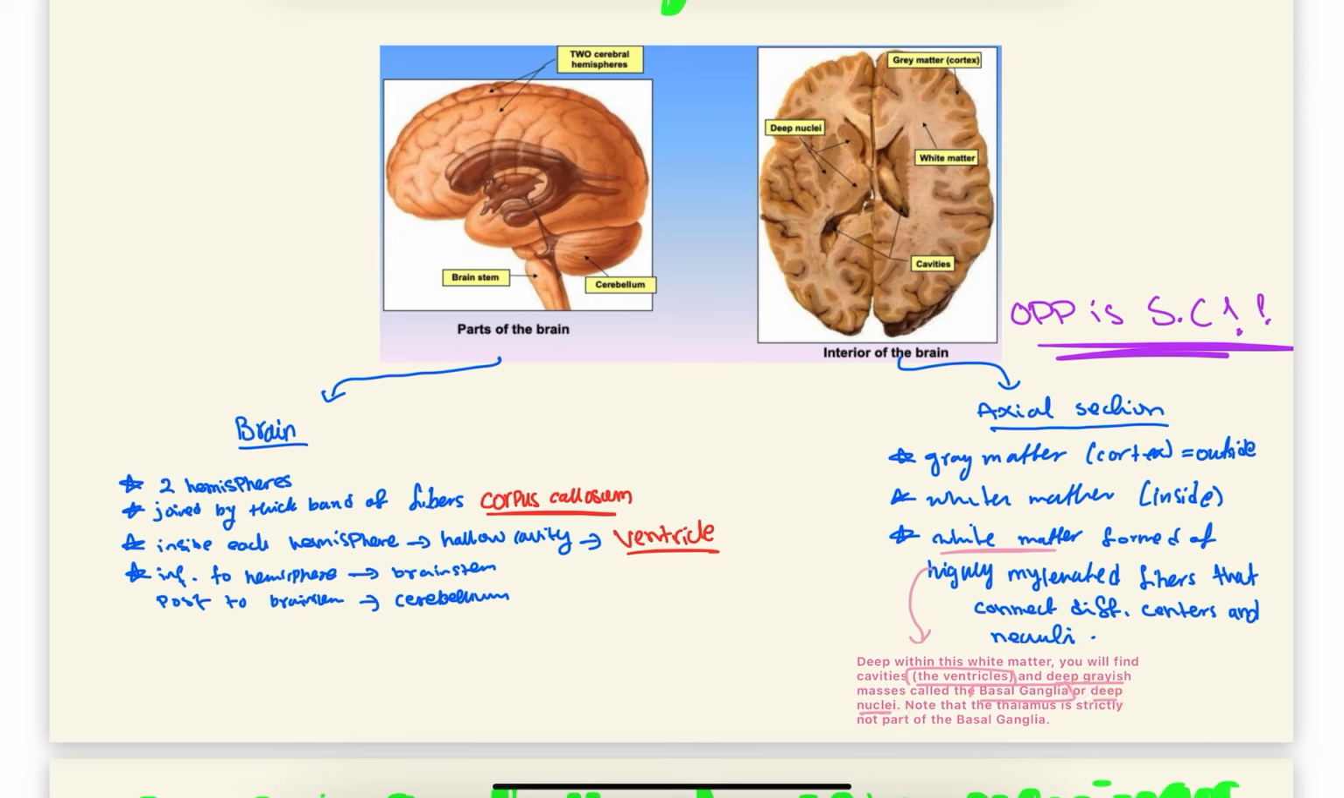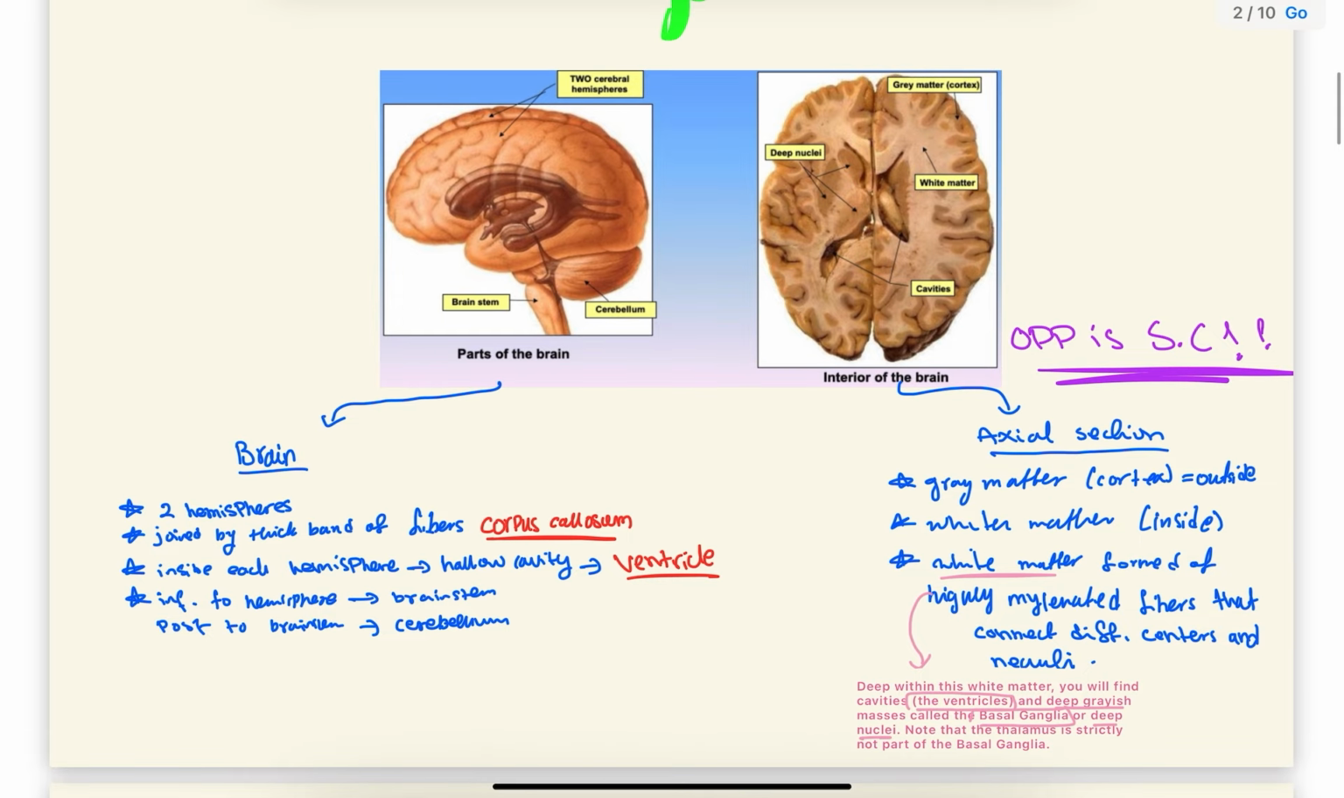Now it's very important to know that when we are mentioning the basal ganglia, the thalamus is not a part of the basal ganglia.